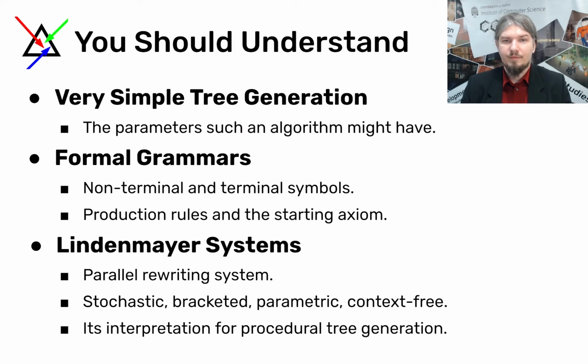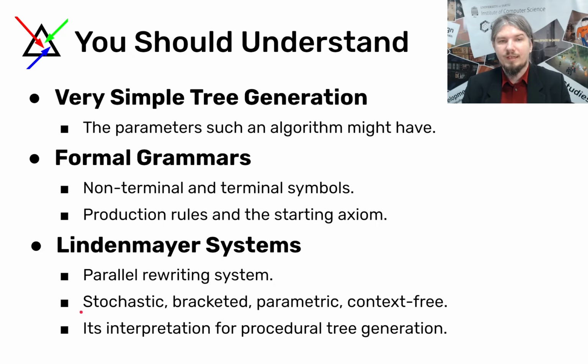So from this video, you should now understand a very simple tree generation algorithm, the one we saw in the beginning, where we just iteratively added new branches, and you learned about different parameters such an algorithm might have, for example the randomness in the angle. We recapped some formal grammars, remembered the sets of non-terminal and terminal symbols, the set of production rules, and the starting axiom, and we learned about Lindenmayer systems that are parallel rewriting systems, rewriting every non-terminal symbol in one iteration.